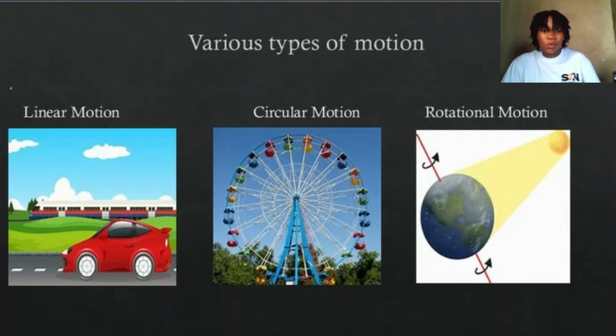So we'll take the first one as linear motion. A body is said to be in linear motion when the body is moving in a straight line. So you can say that this is a road and the body is moving along the path, along that straight line. As this car is moving, we say that this car is undergoing linear motion. We also have circular motion.